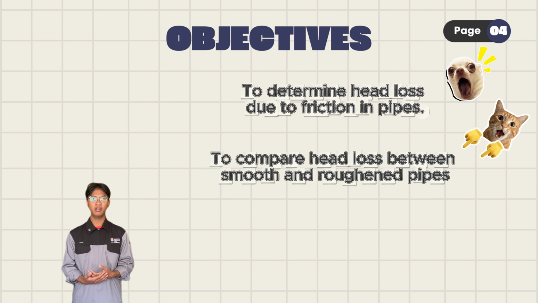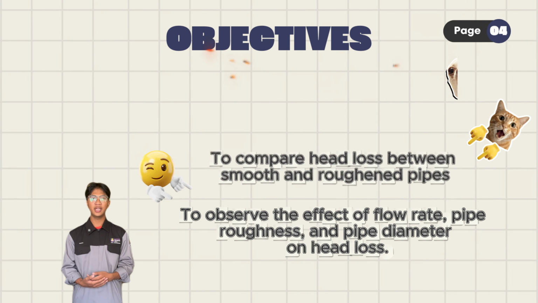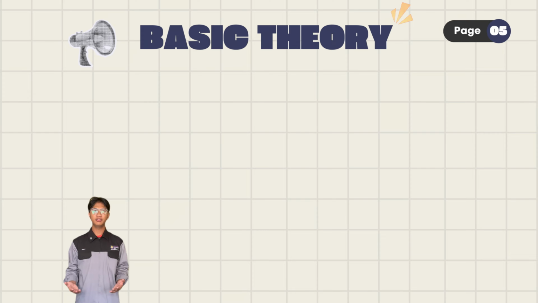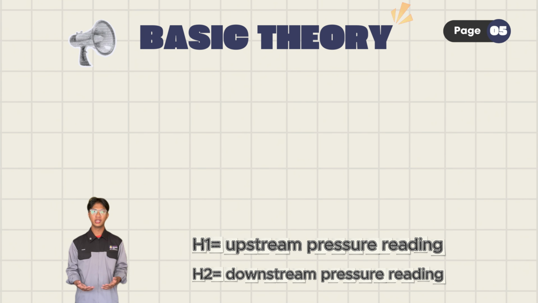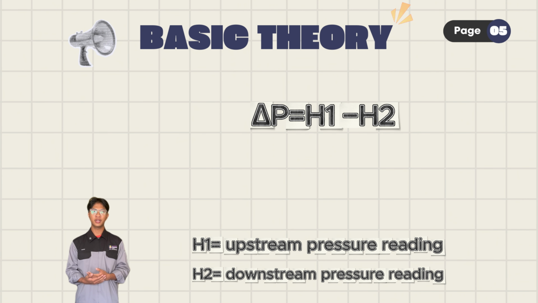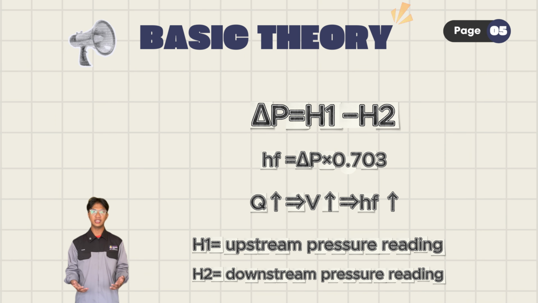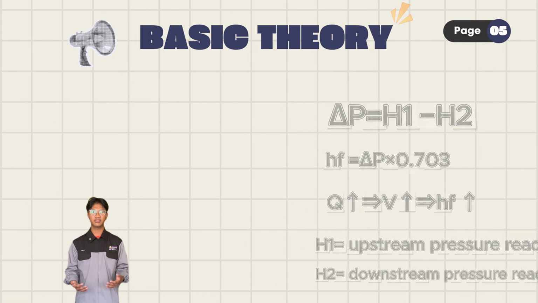We also compare the head loss between two smooth pipes and one roughened pipe to observe the relationship between flow rate and head loss. The basic concept used in this experiment is pressure difference. The upstream pressure is represented by H1 while the downstream pressure is represented by H2. The pressure difference is calculated using H1 minus H2. Since our reading is in SI, the head loss is calculated by multiplying the pressure difference by 0.703 to convert it into meters of water. In general, when the flow rate increases, the velocity of water also increases. Therefore, the head loss due to friction also increases.